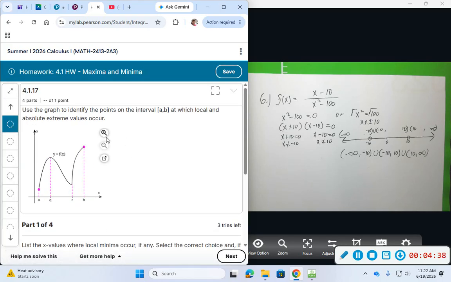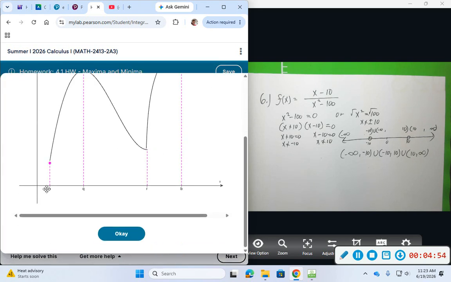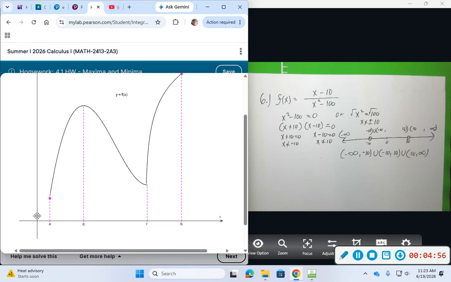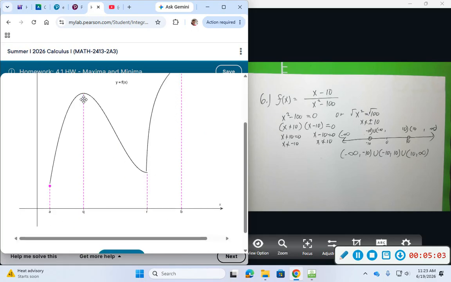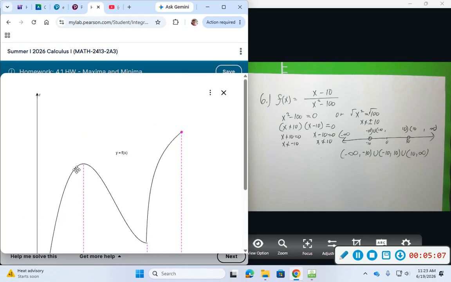All right, problem number 7, we have 4 parts. It wants us to use the graph to identify points on the interval AB at which local and absolute extreme values occur. So again, we're looking for local and absolute extreme values. I'll blow this up a little bit. So we have the absolute minimum value at A. It looks like a break, but we could call this like a dip. It looks like it just changes direction, but I'm assuming they won't disconnect it.